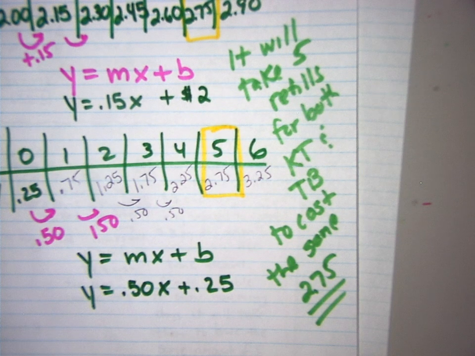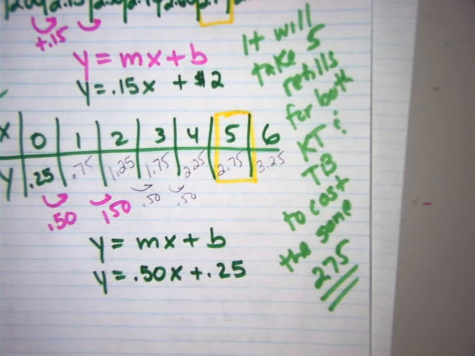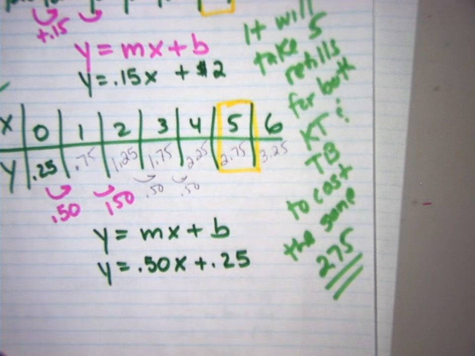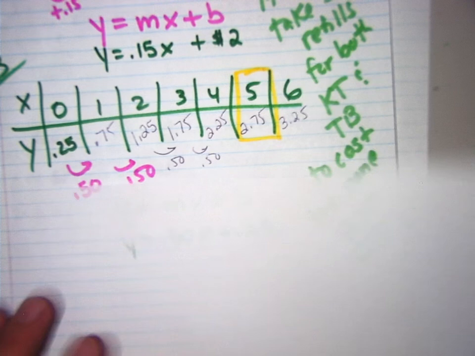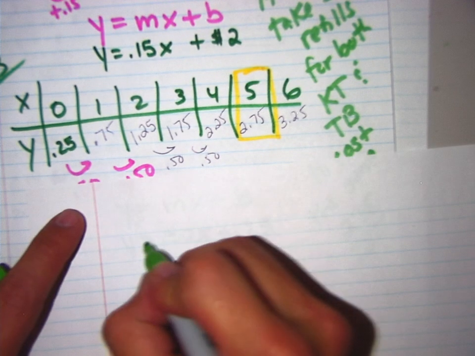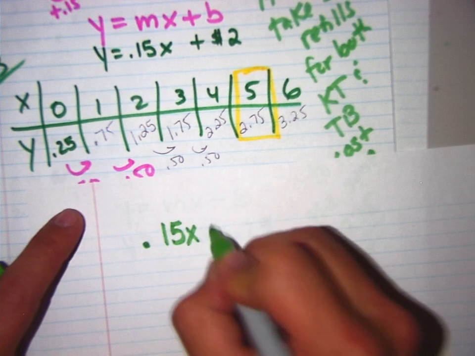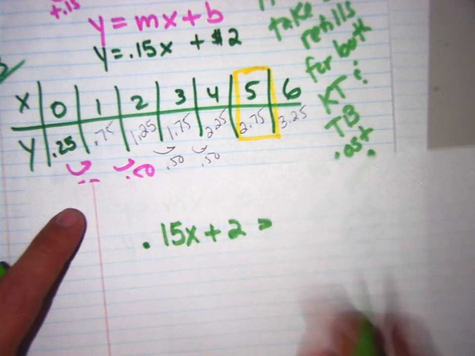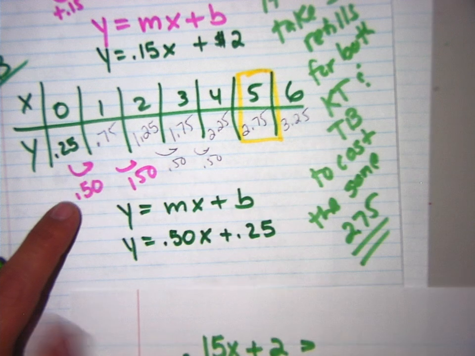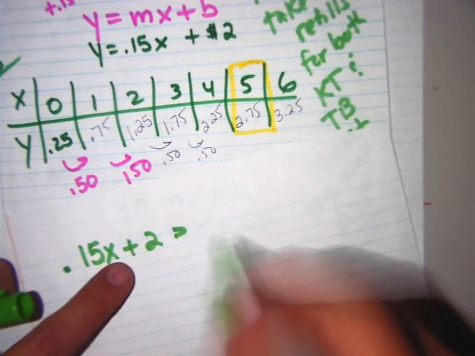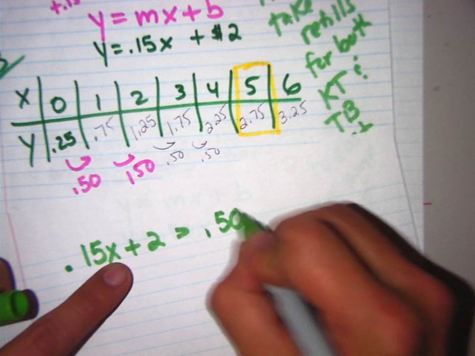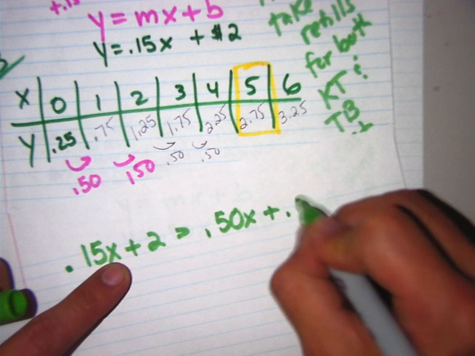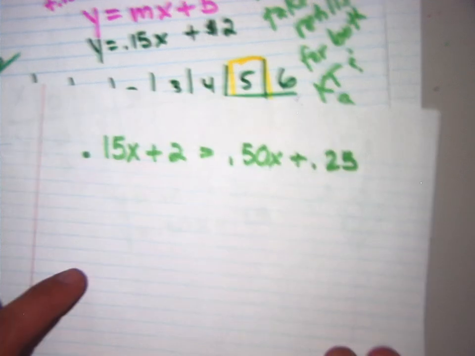Now, in the test, they'll probably give you a question. Okay, do the equal value method. How do you do the equal value method? You make both rows into one equation. So let's go ahead and do both. 0.15x plus 2 is equal to what? 0.50x plus 0.25.